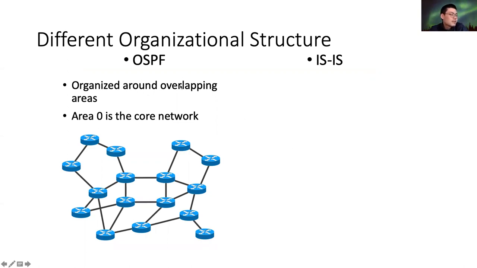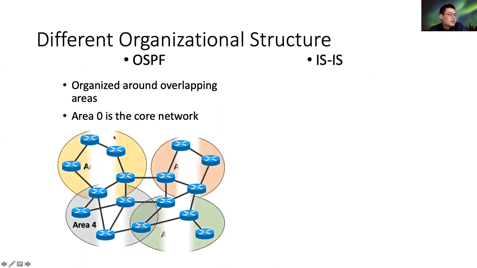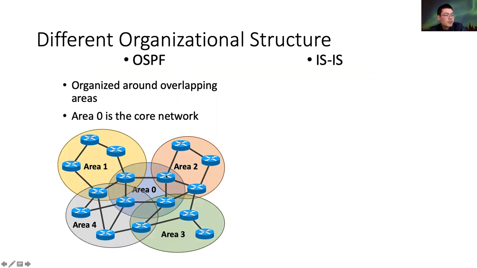They also have different organizational structures. For OSPF, usually there are many area networks organized around overlapping areas. There is a centerpiece called area zero, which is the core network. Everyone overlaps with this, so if you want to route to area three, you will go through area zero.